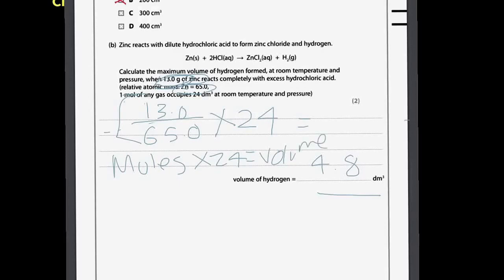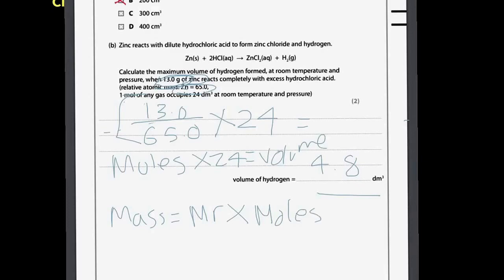And that's it. Now to get the moles in this equation, we had to work out what the moles was. So the equation to get moles is mass equals Mr, so the Mr times moles. And then we need to rearrange to get the moles.